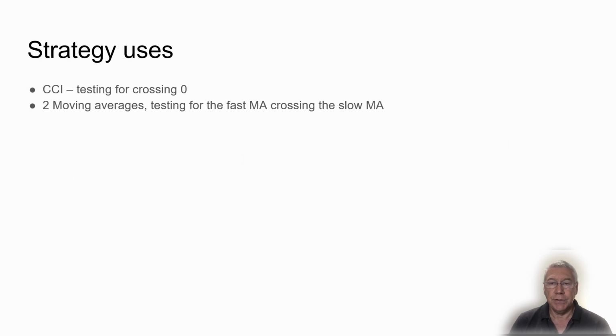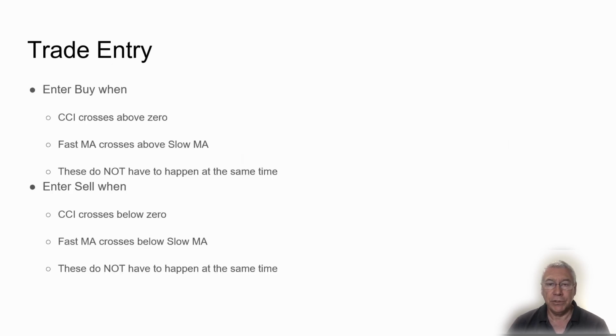First, this strategy uses a CCI, and it looks for that CCI crossing the 0 point of the CCI. It also uses two moving averages, a fast moving average and a slow moving average, and it looks for a cross of those two moving averages. The entry to the trade happens when, for a buy, the CCI crosses above 0 and the fast moving average crosses above the slow moving average. And these don't have to happen at the same time. In fact, very often that doesn't happen at the same time. All I'm looking for is that both have crossed above, and as soon as the second happens, then I'll take a buy entry, as long as the first hasn't invalidated.